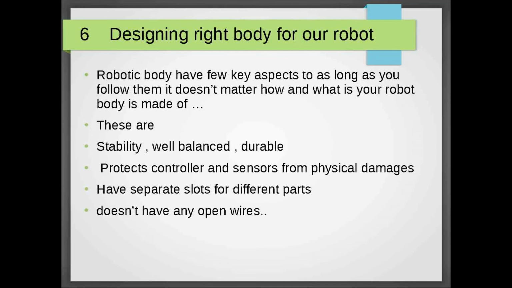6. Designing right body for our robot. Robotic body have a few key aspects to it. As long as you follow them, it doesn't matter how and what your robot body is made of. These are stability. Your robot should be stable, well balanced and durable. Protects controller and sensors from physical damages. Have separate slots for different parts.